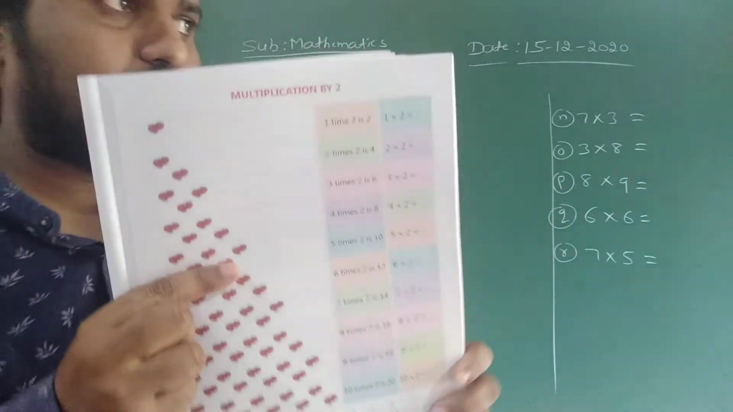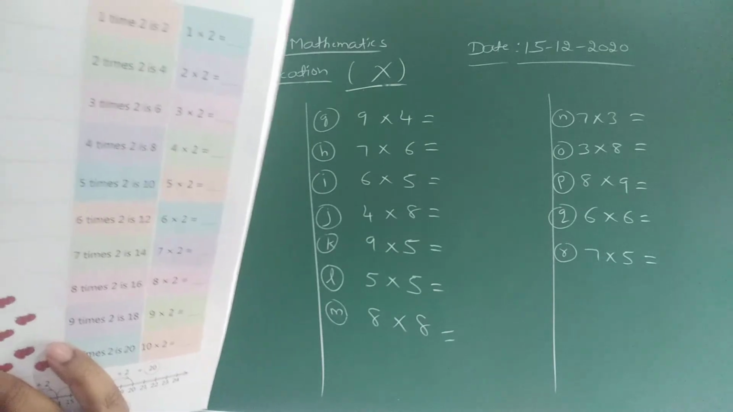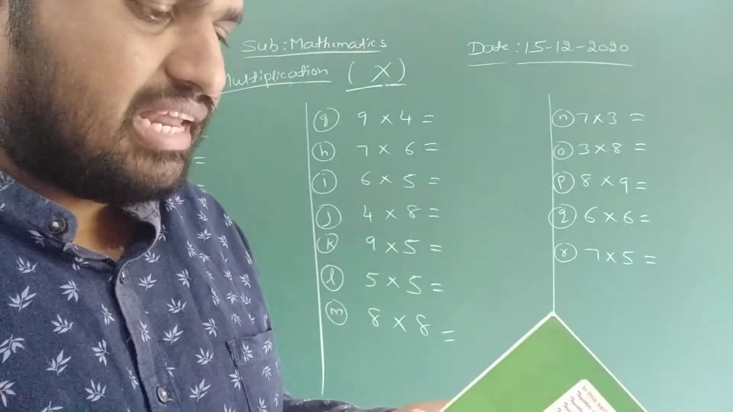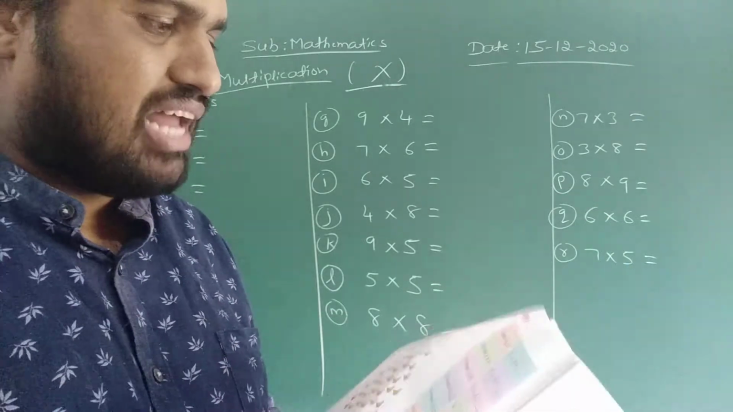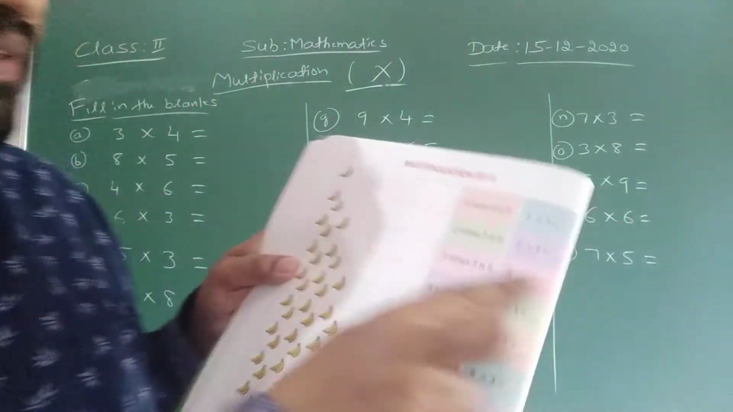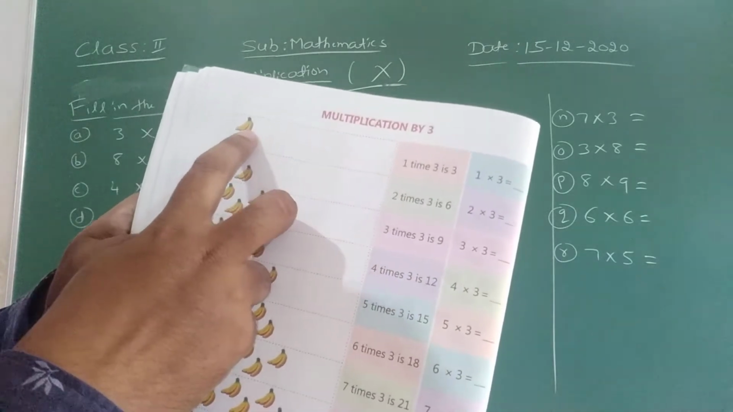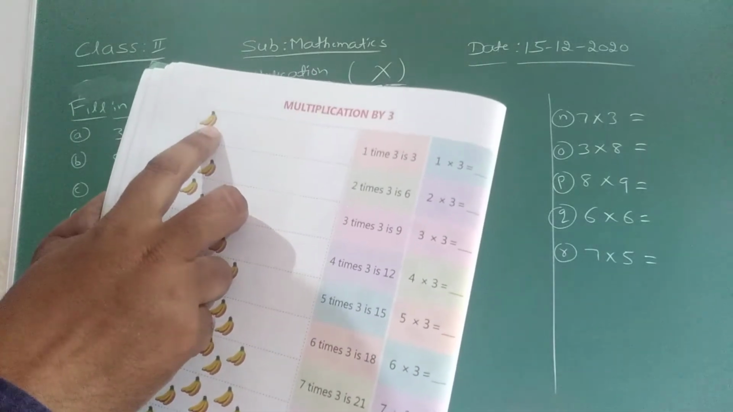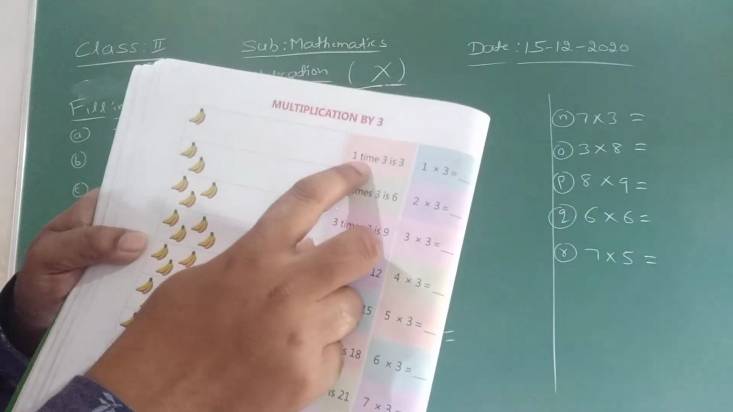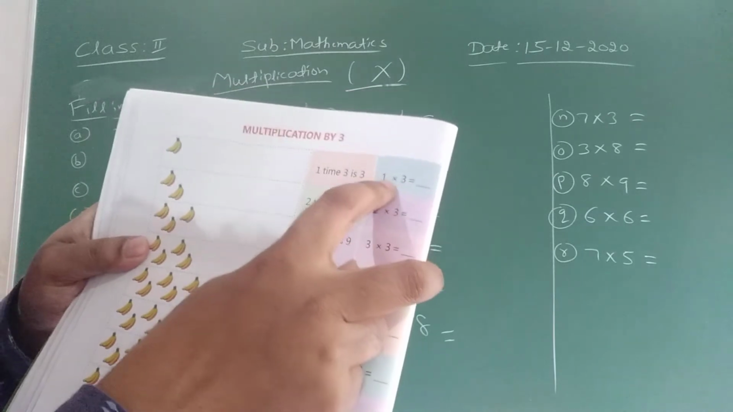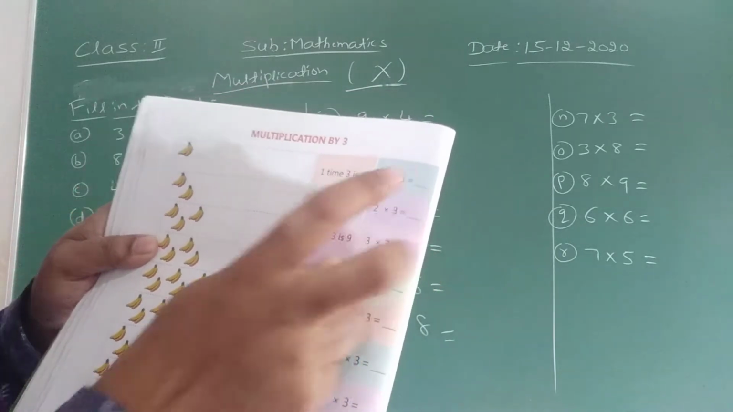Okay, like this children. Okay, have you understood? Yes. Now, similarly, you can fill up this one also. Multiplication by 3. See here, banana is there. Okay, here how many bananas are there? 3 bananas. 3 banana, how many times is there? 1 time. Therefore, we have to write 1 time 3 is 3. Okay, here 1 into 3 is equal to 3 you have to write.